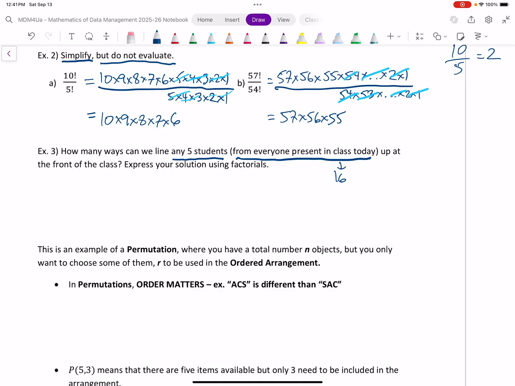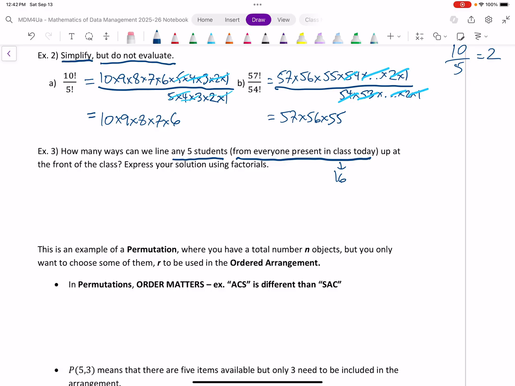This is a slightly different situation than what we were talking about with lining up the blocks or 3 people at the front when you had 3 people. What's different here is that I have 16 people and I'm only going to choose 5 of them. So quite a few more options than if I just had 5 people and I'm going to use all 5. So I've got more items, or in this case people, than I actually want to use. So I've got 16 to choose from.